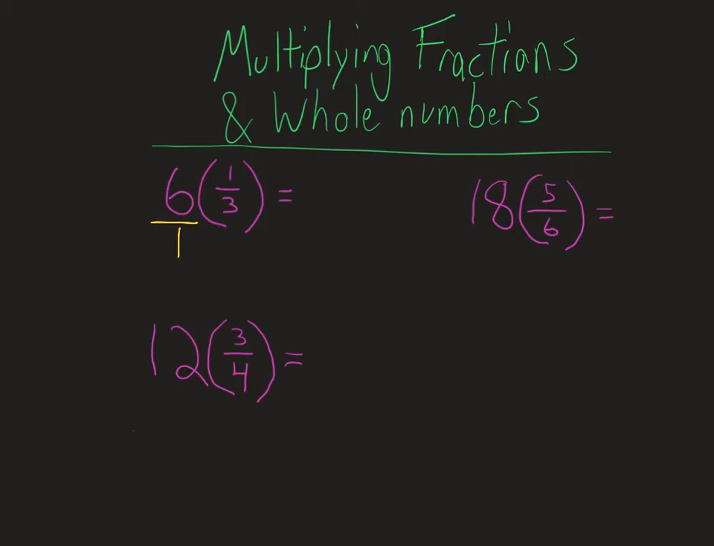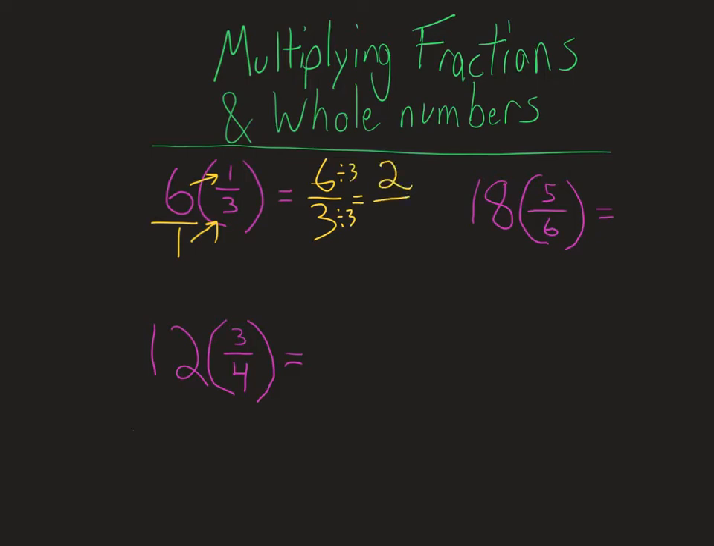So right here we've got our multiplication. Now we can go straight across. 6 times 1, they're both on top. 1 times 3 for both the denominators. And then if we reduce that, remember all fractions are also a division problem. So there are 2 ways to look at it. You could take out any of those common factors. 3 divides into both.